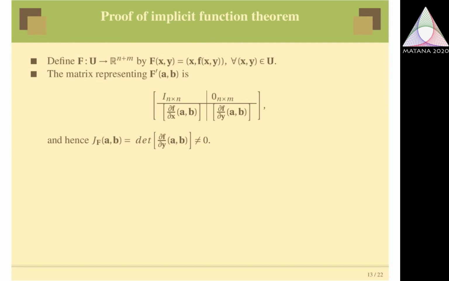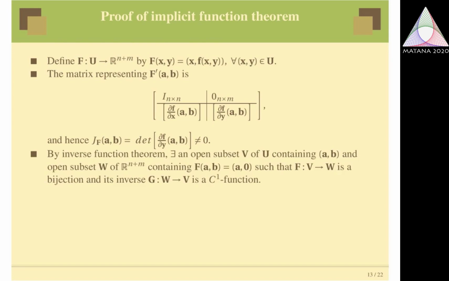So, the determinant of the matrix representing capital F dash of (a,b) is equal to the determinant of the identity matrix of order n cross n times the determinant of the matrix representing ∂f/∂y at (a,b). Therefore, we get the Jacobian of capital F at (a,b) is the determinant of the matrix representing ∂f/∂y at (a,b), which is non-zero. Now we observe that capital F satisfies the hypothesis of the inverse function theorem.